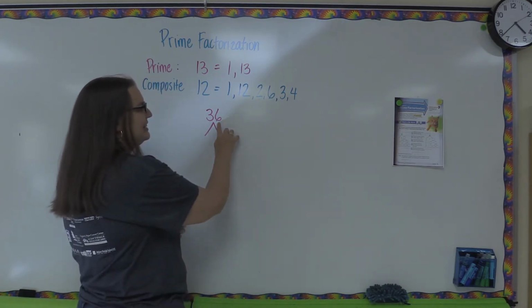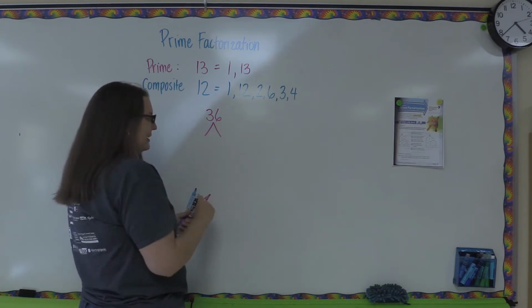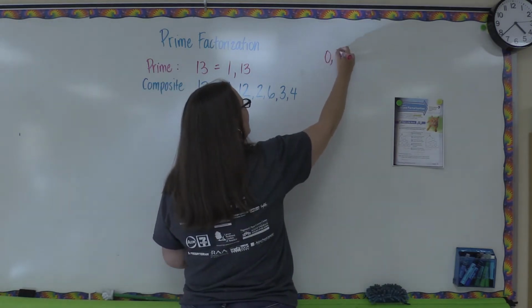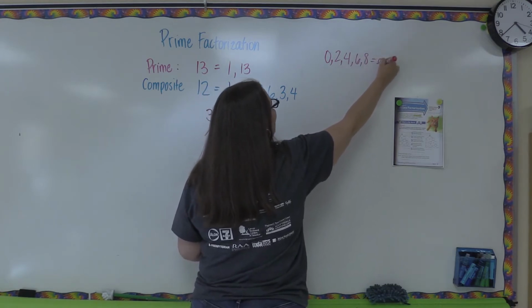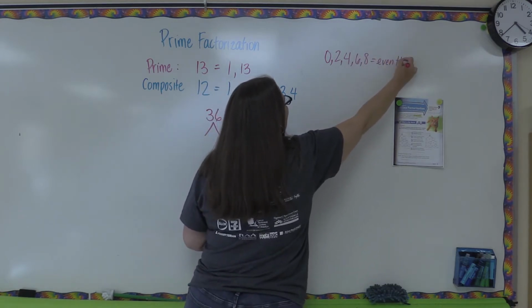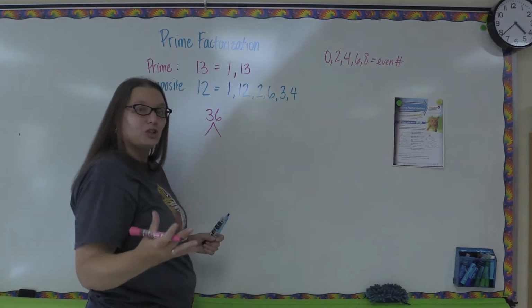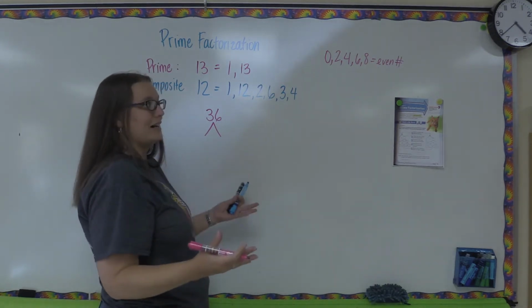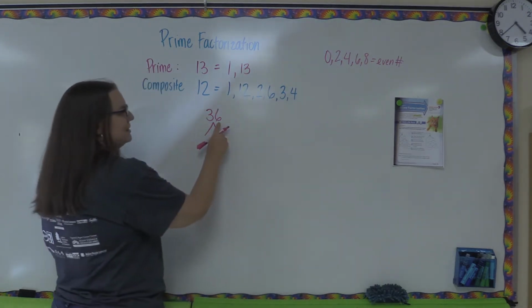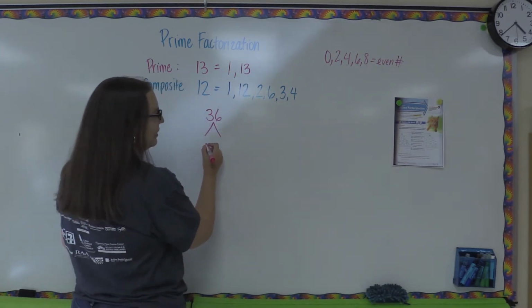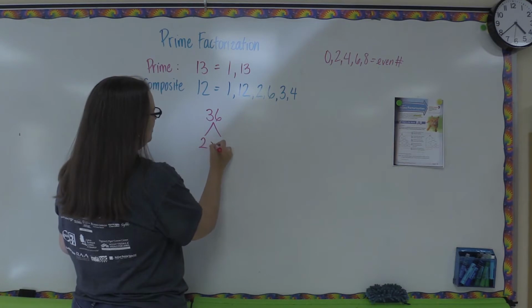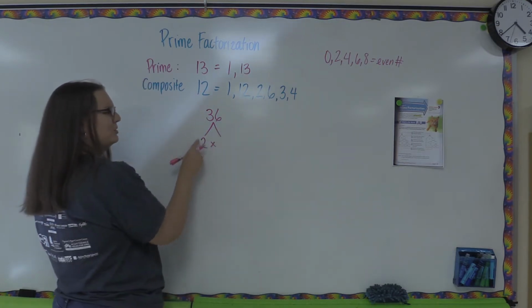Well, I'm going to be looking at the digit at the very back of the number. Now if it ends in 0, 2, 4, 6, or 8, I know that it's an even number. And if it's an even number, it means 2 is one of its factors, right? It can be divided by 2. So I noticed this is a 6 right away. So like the book did, we're going to go ahead and do 2 times, well, how many 2's fit into 36?